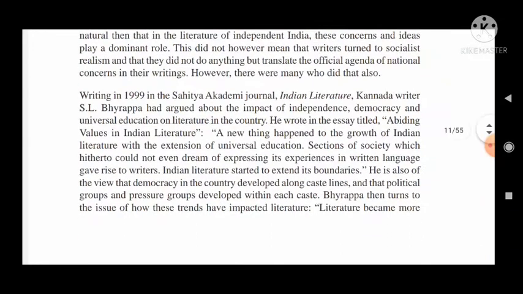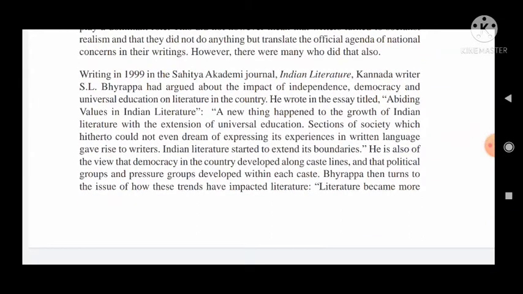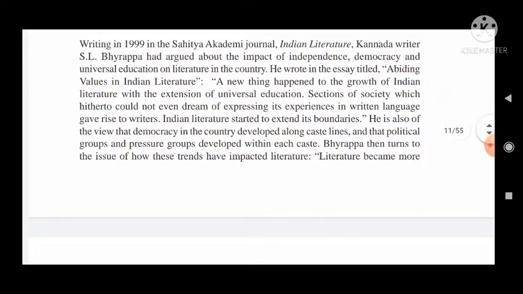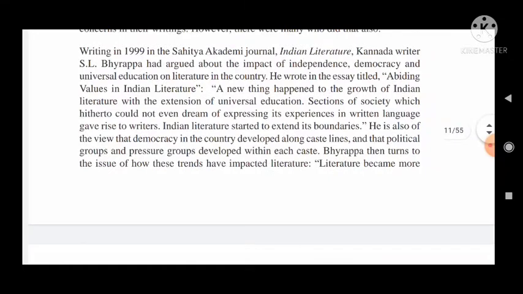Writing in 1999 in the Sahitya Akademi journal, Indian Literature, Kannada writer S.L. Bhairappa argued about the impact of independence, democracy and universal education on literature in the country.